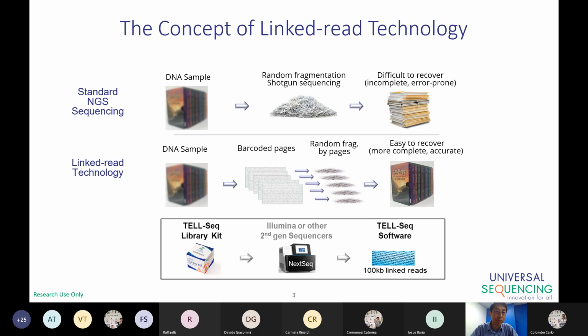Again, going to the concept of how linked read works. On top is standard shotgun sequencing, where you just break down everything and then try to assemble, so this becomes more challenging. However, for linked read, I use this book series example. Instead of shredding everything all together, you actually separate them by pages first. Then for each page, you shred them into smaller pieces. Then later you assemble back. It will be really easy.